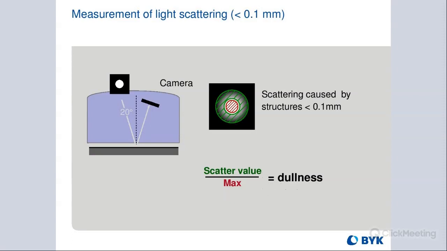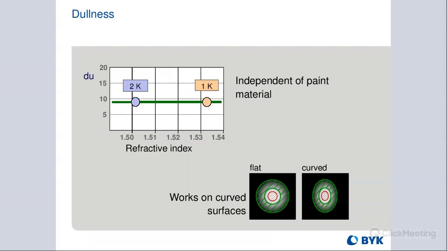So dullness is essentially how much light scattering there is, caused by the very fine microstructures in the surface that are too small to see with the human eye or with the other Wavescan measurement principle. There are a couple of advantages to this dullness measurement. It's somewhat similar to gloss and somewhat similar to reflection haze, but it's different from both.